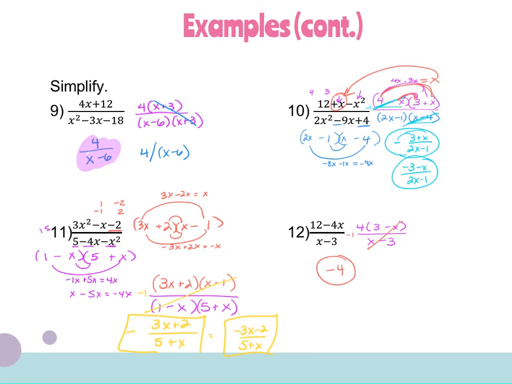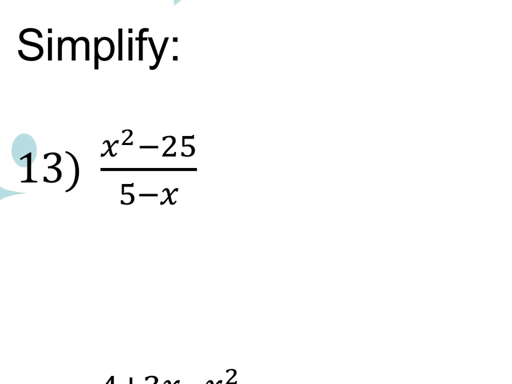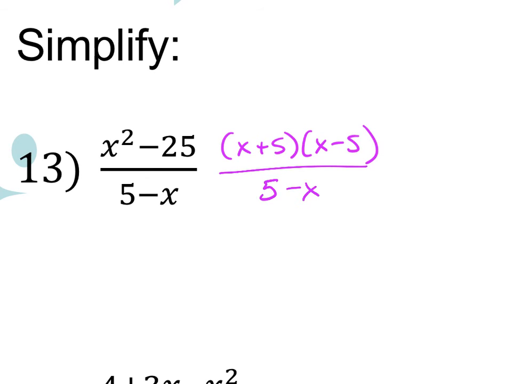All right. Last slide. Still the same concept, just extra examples. So number 13, how do I factor the numerator? It's between two squares. Good. Difference of two squares. x plus 5, x minus 5. Denominator is 5 minus x. Okay? Not exactly the same, but x minus 5 and 5 minus x are opposites.